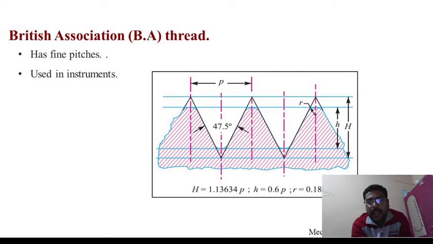Then see the radius and what is H and h. This is the H. Observe here, H is equal to 0.96 P in the previous case, but here H is equal to 1.16634 times P. Small h is equal to 0.64 P in the British BSW thread, and here h is equal to 0.6 times P. The radius is 0.813. So this is the difference between the different types of threads we are manufacturing in different ways, but in standard parameters and standard sizes of bolts we are using in British Association threads. Okay.